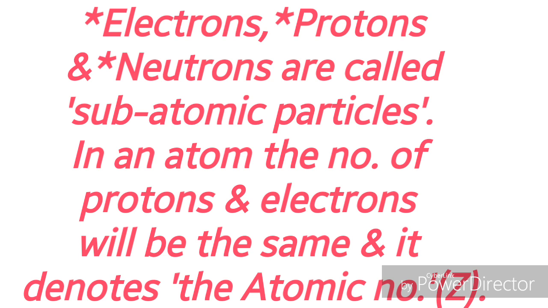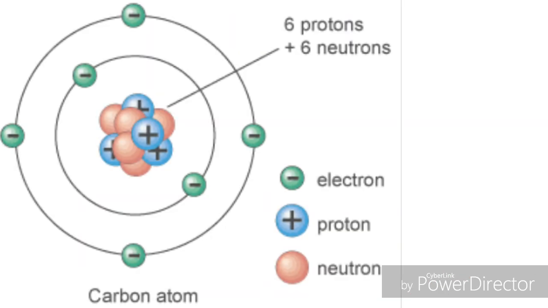Electrons, protons and neutrons are called subatomic particles. In an atom, the number of protons and electrons will be the same, and this denotes the atomic number, which we write with symbol Z.